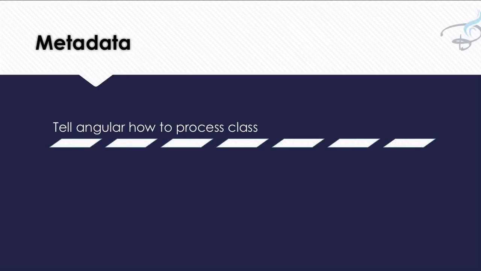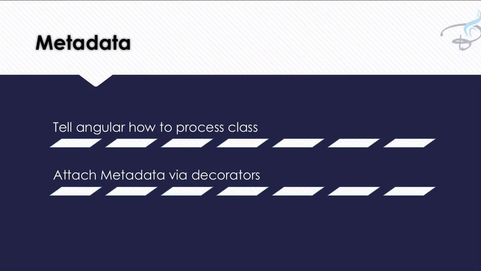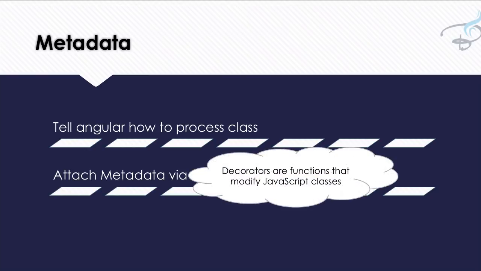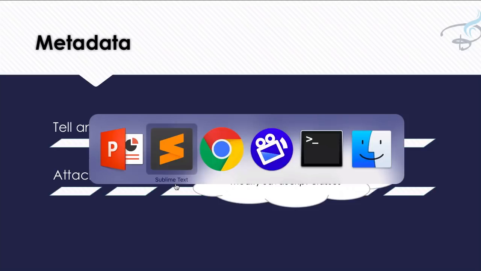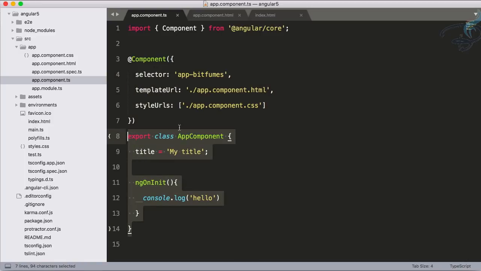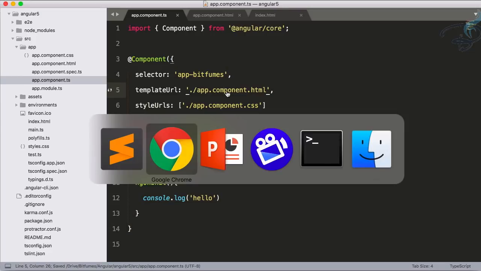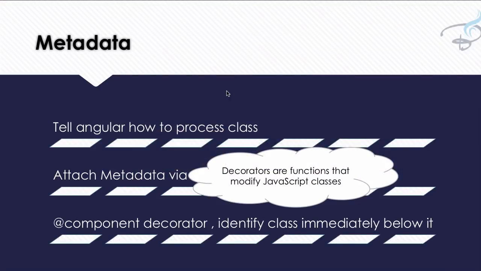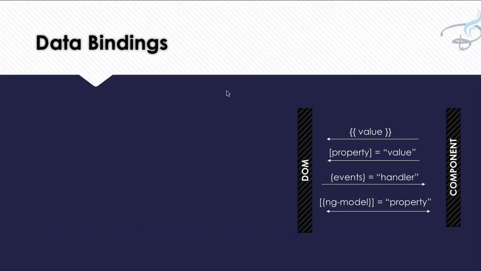Tell Angular how to process the class and then attach metadata via a decorator. We have seen that decorators are functions that modify the JavaScript class, and that's what is going on here. Metadata tells Angular how to render this class, how we can use the template, and how we can select the component. All these things are done by metadata. So this means metadata is very good. And similarly, @Component is a decorator that identifies the class immediately below it, as I have told you.